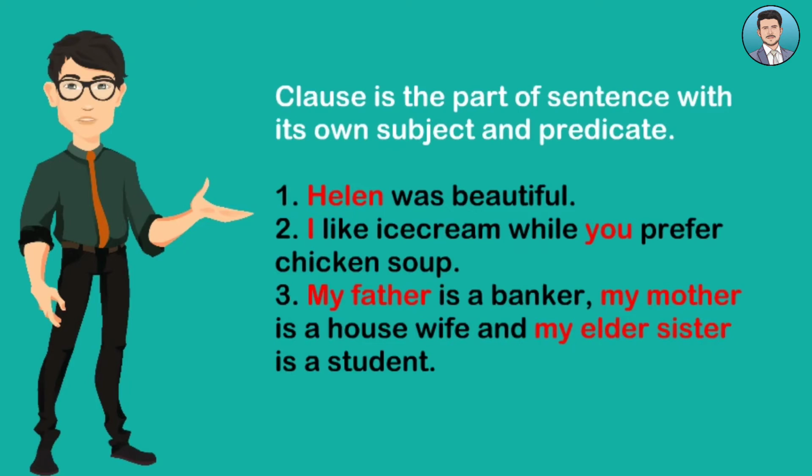And is the conjunction. My elder sister is a student. My elder sister is the subject, and is a student is the predicate for the subject my elder sister. Now as you can see, the first two clauses are joined by a comma and the next two clauses are joined by a conjunction. So you can join clauses with the help of conjunctions or punctuation.